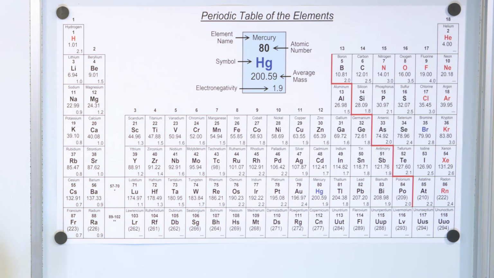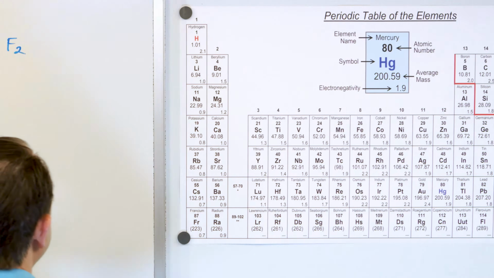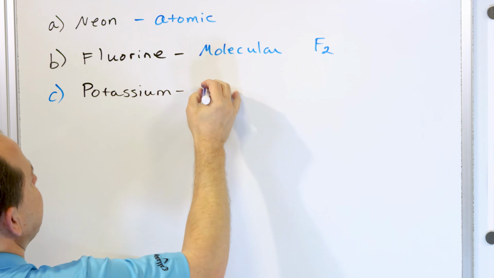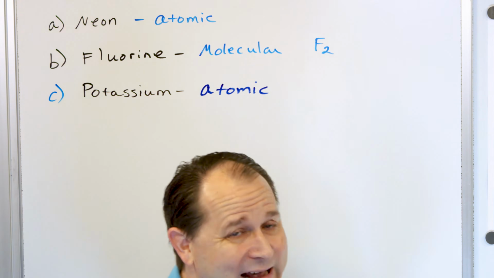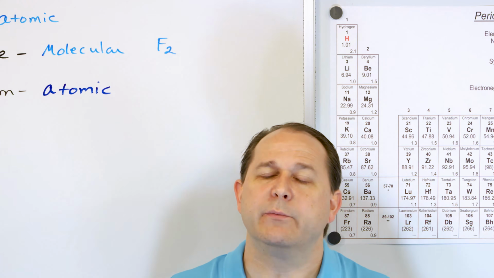It's not listed as one of the diatomic molecules. It doesn't like to bond with itself, so this is just atomic. This is an atomic thing. So if you had pure potassium with nothing else, then it would exist as atoms.